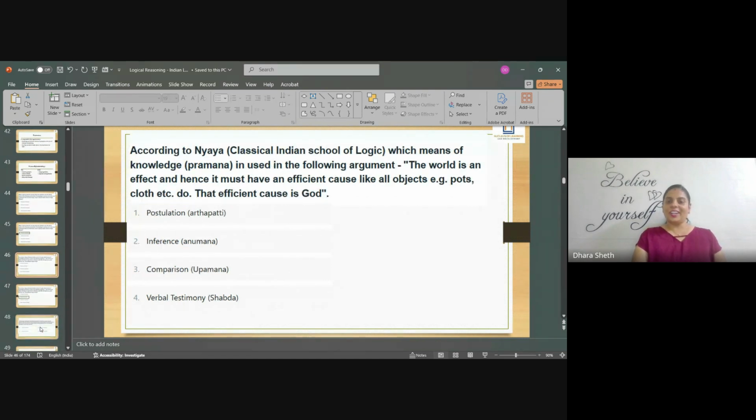Next, according to Nyay, classical Indian school of logic, which means of knowledge or praman is used in the following argument? The world is an effect, and hence it must have an efficient cause like all objects. For example, pots, cloth, etc. That efficient cause is God. What kind of praman are we using? The world is an effect, therefore it must have a cause, and the cause is God.